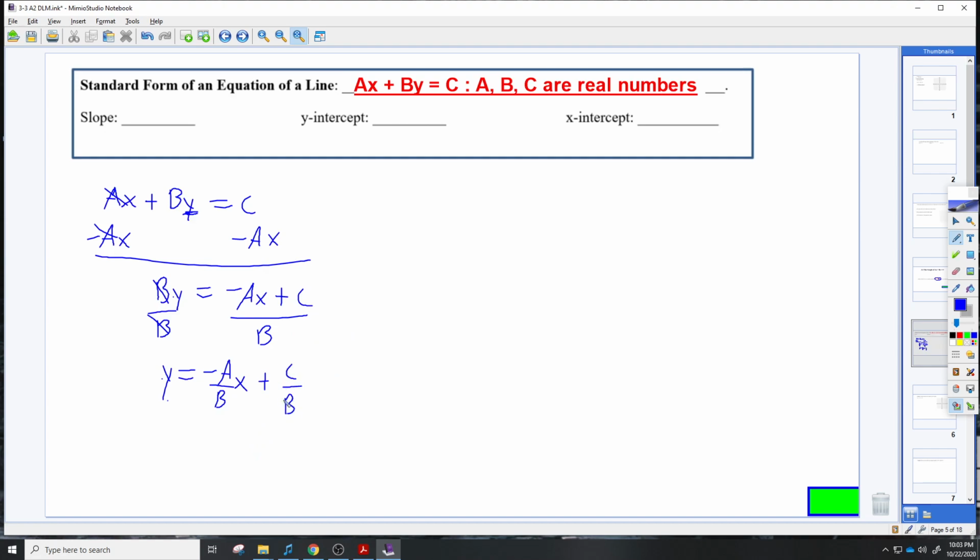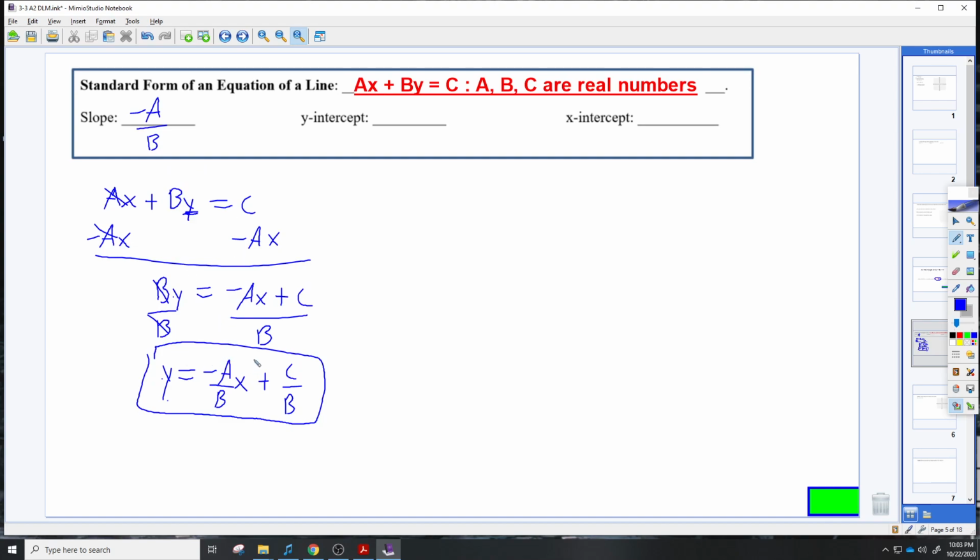So why do we even do that? Changing this standard form to this new form, well, what is this called? This is called the slope-intercept form. So now, just relating a, b, and c, we can figure out what the slope and the y-intercept are. So if we look up here, what's the slope? The slope is always what's in front of x. So in this case, it's going to be negative a over b. That's always going to be the slope.